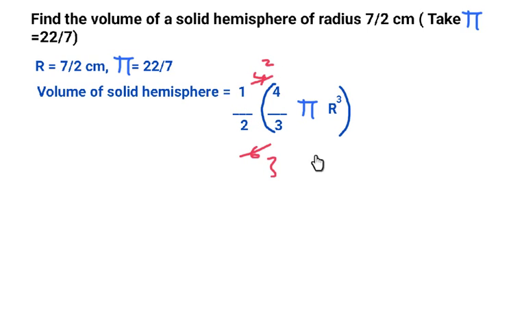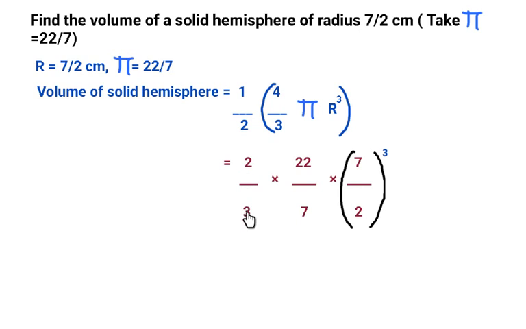So in writing everything together according to the way we have it here, that is the pi as 22/7 and our r cube as 7/2 centimeter, we'll have 2/3 times 22/7 times 7/2 cube. What we have here is 44/3 times 49/8. How did we arrive at this?